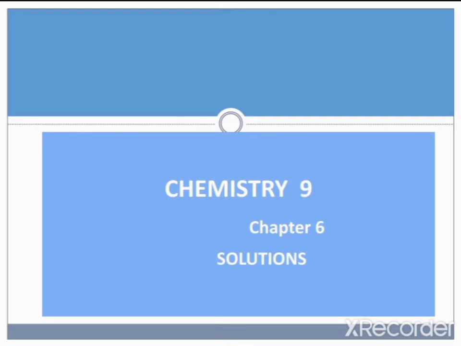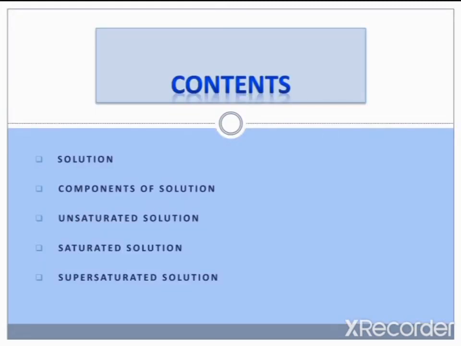Today we are going to start new chapter 6, that is of solutions. Today we are going to study about solution. We are going to discuss components of solutions. We are going to study unsaturated solution, saturated solution and supersaturated solution.